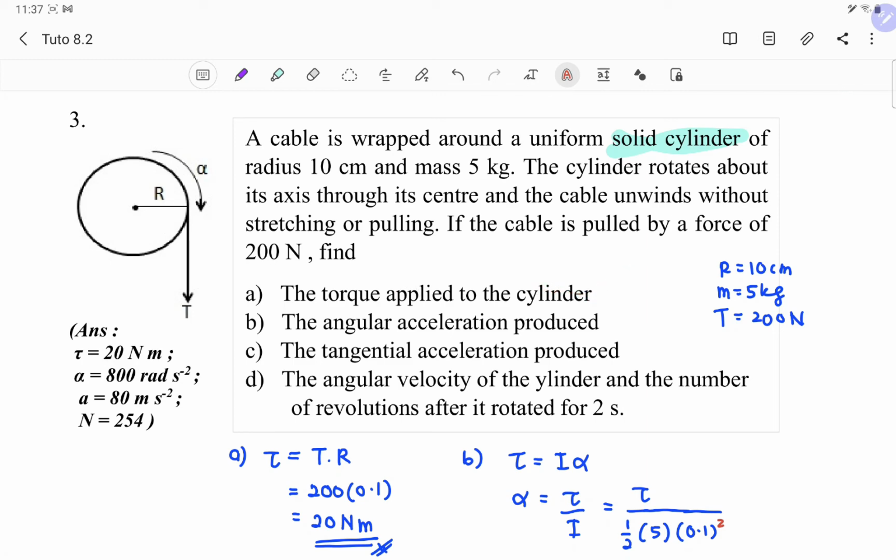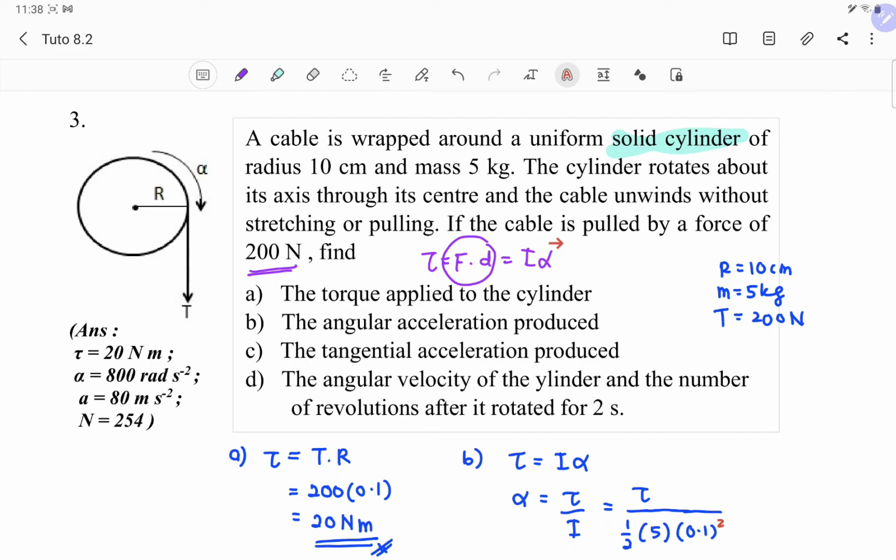Okay, so there are two formulas for torque: torque equals F d, and another one, torque equals I alpha. Which one can you use based on the parameters given? We can use F and d, because F is the force applied, 200, and d is the moment arm. Remember, this is the line of action and this is the moment arm. The moment arm is basically the radius. So we use torque equals force, which is the tension, times the radius. So we get the answer, 20 Newton meter.